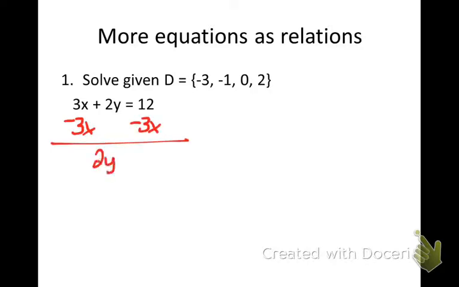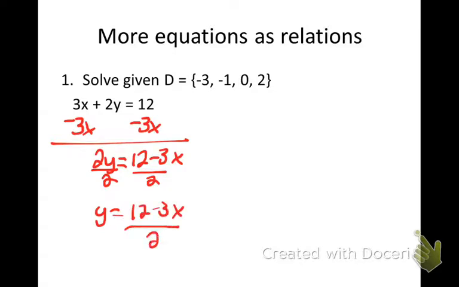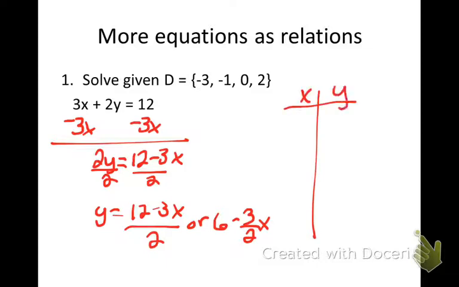Get 2y equals 12 minus 3x. Divide by 2. So you can either write your equation as 12 minus 3x all over 2, or 12 divided by 2 is 6 minus 3 halves x. So you can write it either way. So I'm going to make my xy table in a -3, -1, 0, 2.